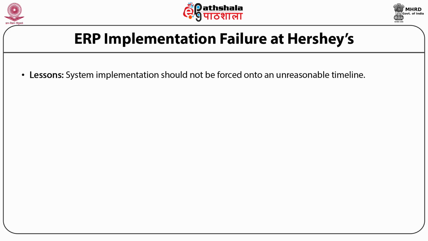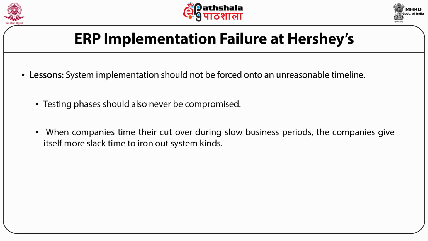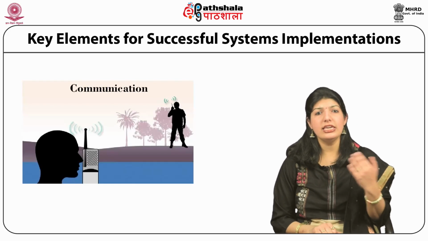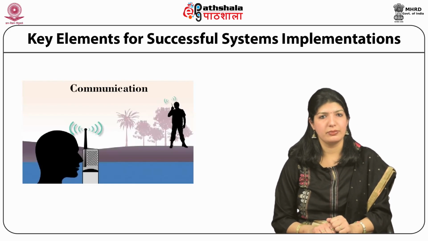What lesson we learned here is that system implementation should not be forced onto an unreasonable timeline. Over-squeezing the implementation schedule is a way to overlook critical issues. Testing phases should also never be compromised. And when companies time their cutover during slow business periods, they give themselves more slack time to iron out system kinks. This is aimed at minimizing exposure to damages caused by undetected errors and less than perfectly trained users. Students, we'll now look at the key elements of successfully implementing a system.